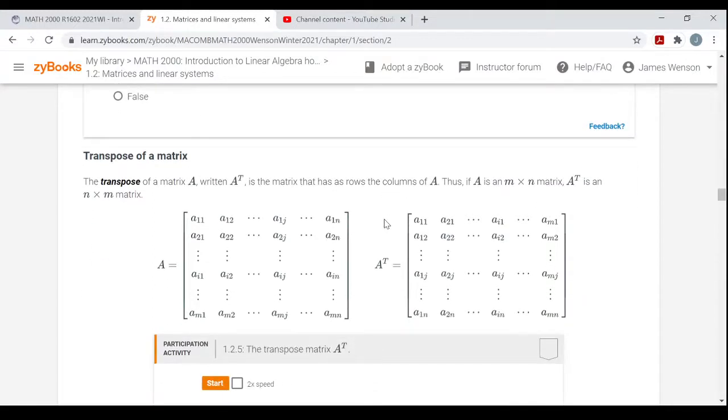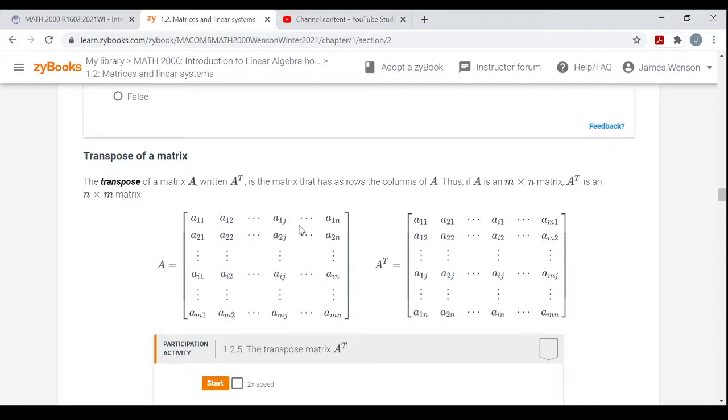Okay, the transpose of a matrix. Now this is pretty simple to write. The transpose of a matrix A, written A to the T. I know it looks like a power, but it's not. It's just A with a superscript of T. This means A transpose, or the transpose of A, is the matrix that has as rows the columns of A. So basically the rows of A become the columns of A transpose.